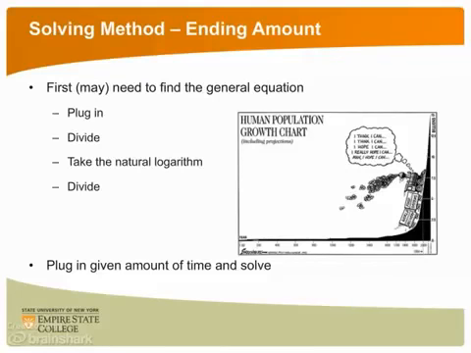Then we will divide the ending amount by the starting amount. Next, we take the natural logarithm of each side of the equation. This cancels out the e, and we are left with a constant times the amount of time equal to a natural logarithm. To find the constant, we divide both sides of the equation by the elapsed time.